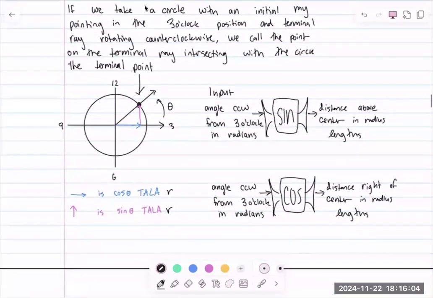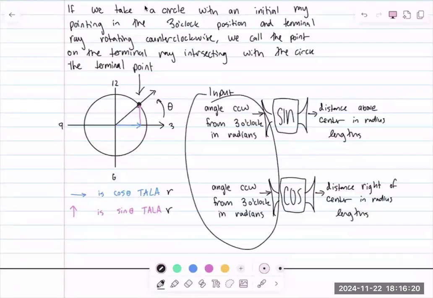With this, we have two quantities that are of note. We have its horizontal distance to the right, which I've represented by this blue arrow, and its vertical distance above, which I've represented with this pink arrow. Sine and cosine are both functions that take in angle counterclockwise from 3 o'clock in radians. And sine is going to spit out the distance above measured in radius length. So it's going to be a proportion of a radius. If sine of theta equals 0.9, then that means that our vertical arrow is 0.9 times as large as our radius.